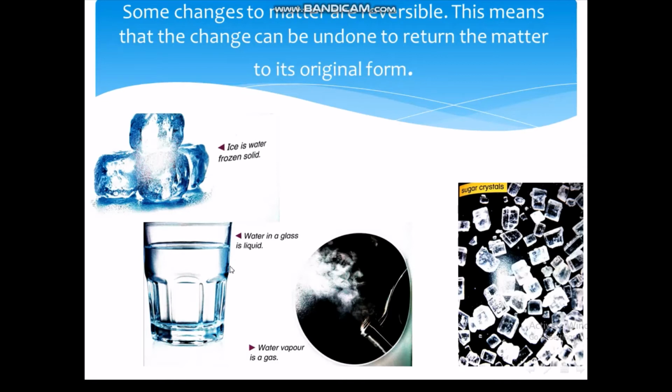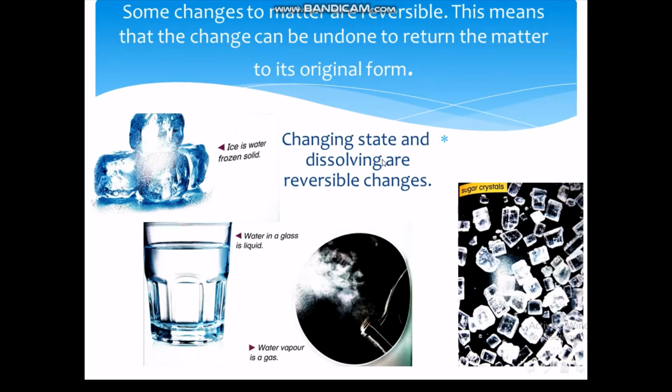Changing from one state to another is a reversible change. This means that the change can be undone to return the matter to its original form. Another example of reversible changes is dissolving. Take a teaspoon full of sugar and mix it in a cup of water. And when sugar dissolves in this water, you will not be able to see it anymore. But when you leave this cup of water in a warm place, the water will evaporate, leaving the sugar crystals behind. Therefore, I got the sugar back. That's why we call it a reversible change.